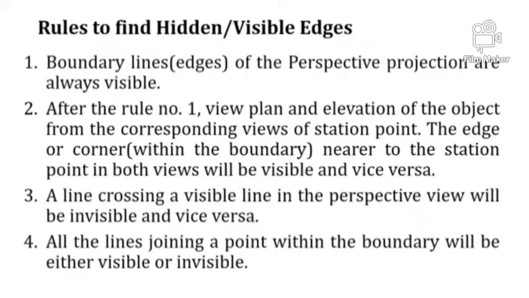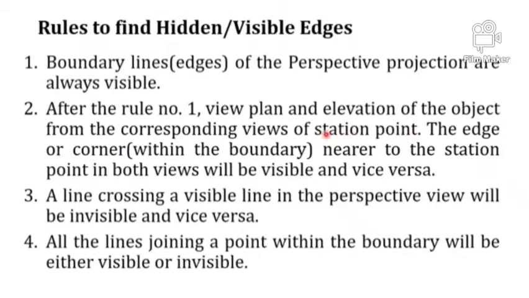So tip number 1 is: boundary lines of the perspective projection are always visible. All the boundary lines of a perspective view are always visible. That is rule number 1. After drawing all the boundary lines with the visible edges, then view the top view and front view of the object from the corresponding views of the station points.